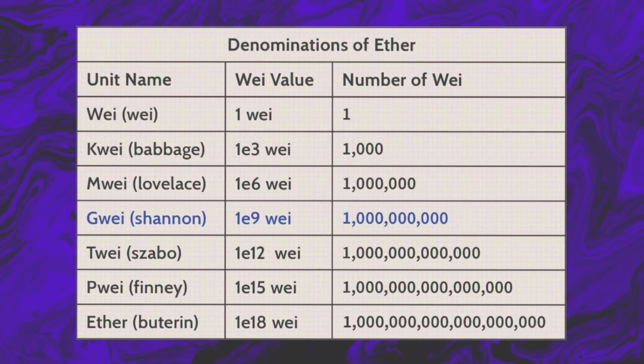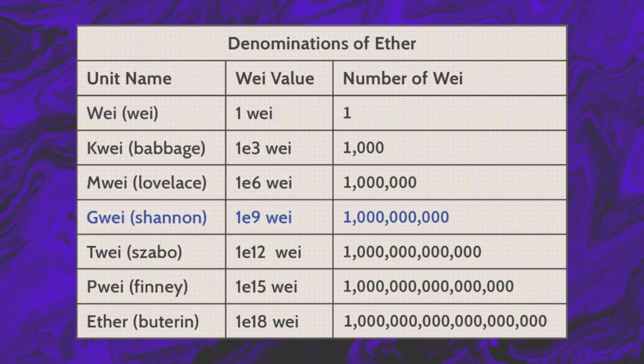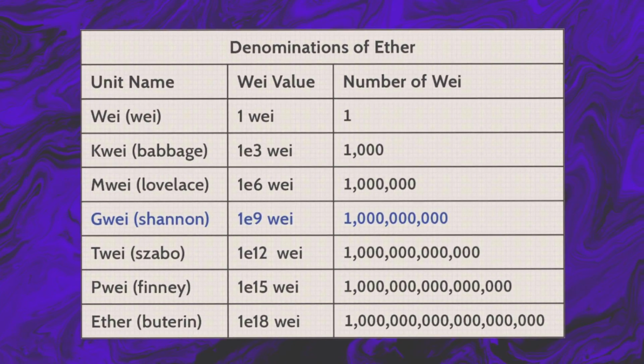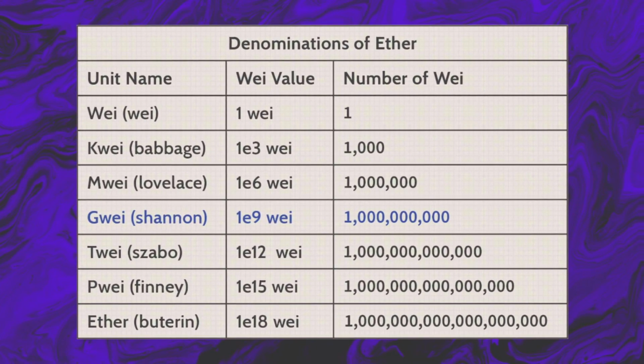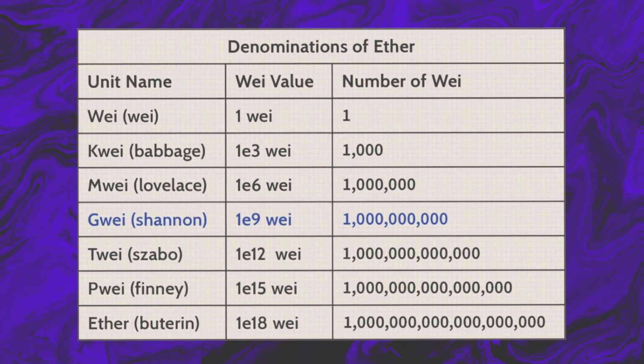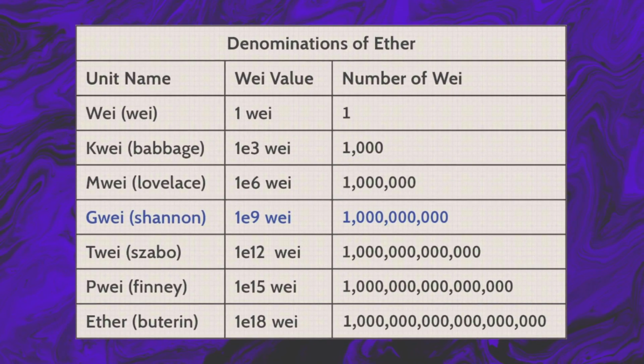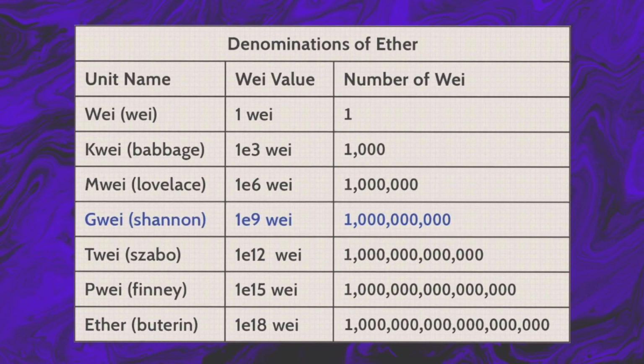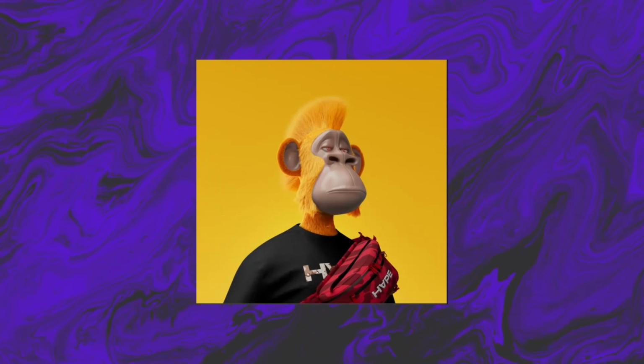Well, first of all, you need to know what a gwei is. A gwei is an Ethereum unit, which is 10 to the power of 9. So 1 Ethereum equals 1 billion gwei. And the amount of gwei changes depending on the amount of transactions happening in that period of time.